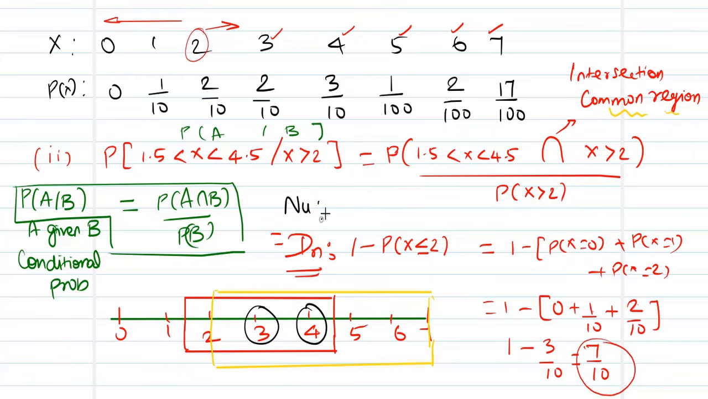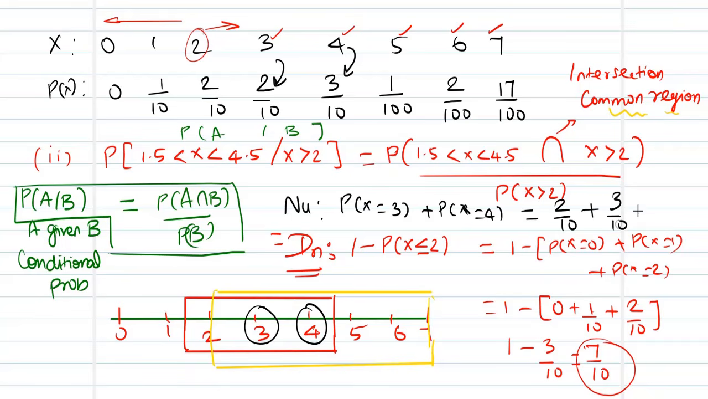Your numerator just has the probability of x equal to 3 and the probability of x equal to 4. So the problem which looked very complicated has now turned out to be very simple by visualizing it on a number line. So what is the probability of x equal to 3? X equal to 3 is 2 by 10. So this is going to be 2 by 10, and the probability of x equal to 4 is going to be 3 by 10. So that total makes it 5 by 10.